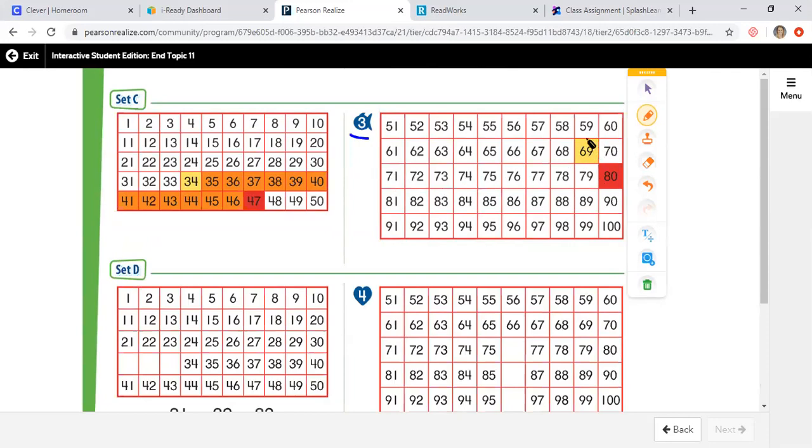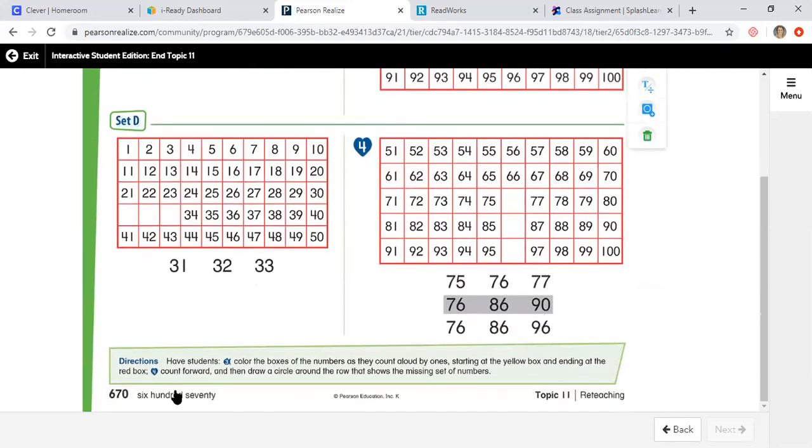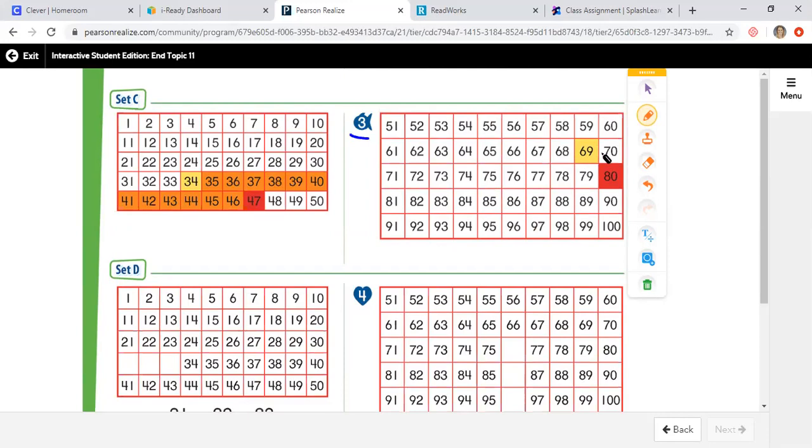All right, so let's start off at 69 and count until we get to 80. Do I need to count a certain amount? Nope, I just say the numbers out loud. 69, 70, 71, 72, 73, 74, 75, 76, 77, 78, 79, 80. Good job. You should have counted out loud. 69, 70, 71, 72, 73, 74, 75, 76, 77, 78, 79, 80.